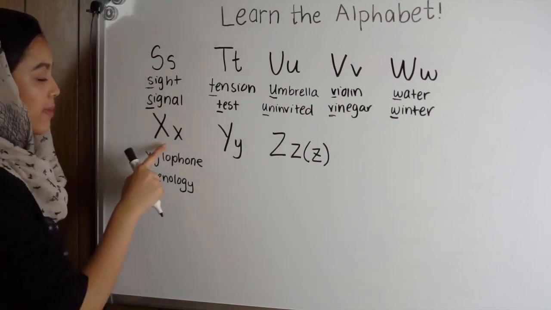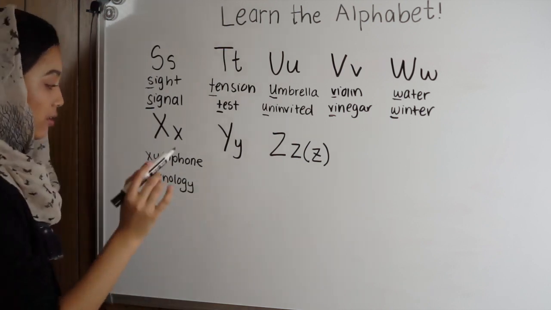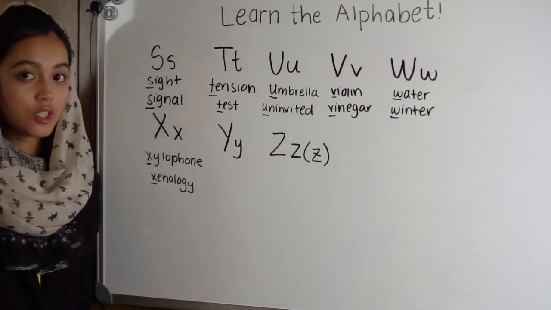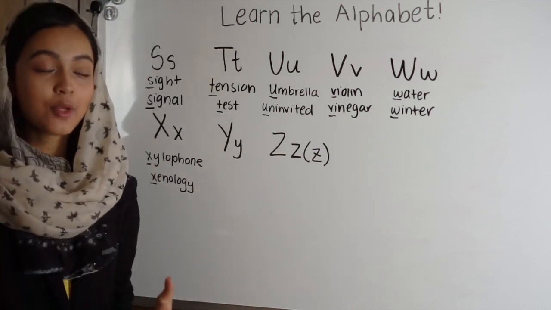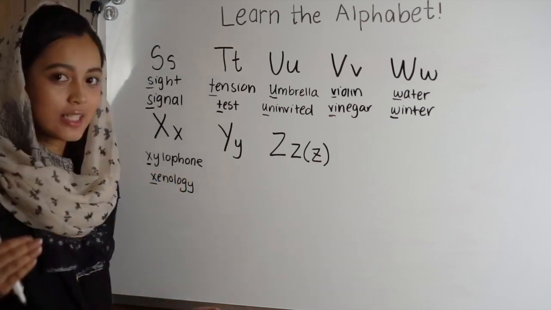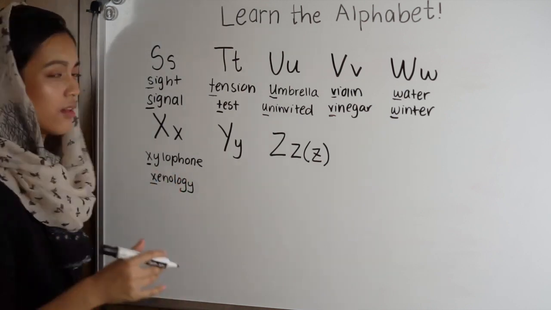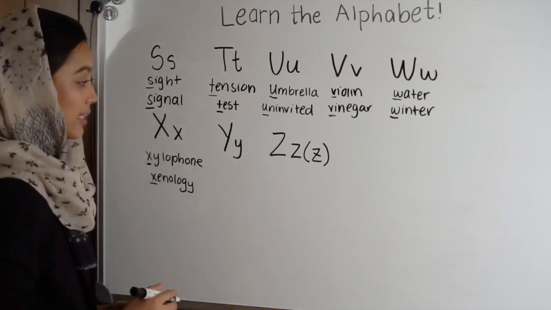So the X makes a sound similar to the Z, so xylophone, and xenology. Xenology is basically the study of extraterrestrial phenomena, basically aliens and things like that. There's also an X-ray that you might have to get done at a doctor's office or something like that.